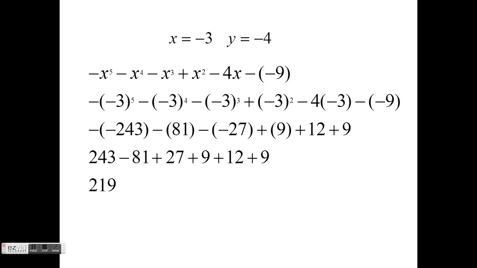This one, the most important thing that I can tell you is don't skip steps. Methodically write in parentheses the negative 3 each time. Obviously the negative 4 wasn't necessary. There were no y's in this problem. And then simplify each exponent carefully, bringing down the zapper, the zapper, the zapper, and then there's a plus.